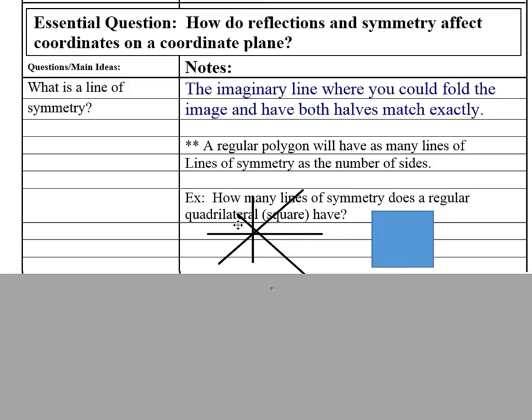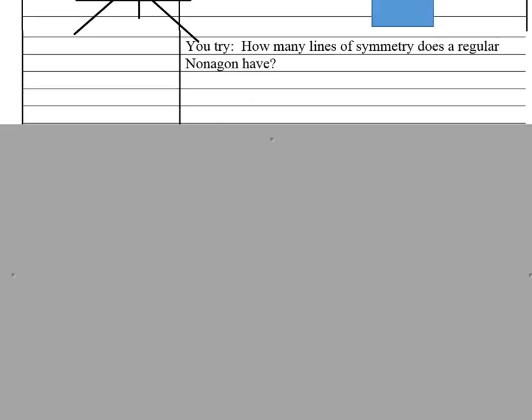So the rule is that a figure will have as many lines of symmetry as number of sides if it's a regular figure. So without drawing a regular nonagon, I'd like for you to answer the question, how many lines of symmetry does a regular nonagon have? Pause the video and see if you get the same answer as I do.